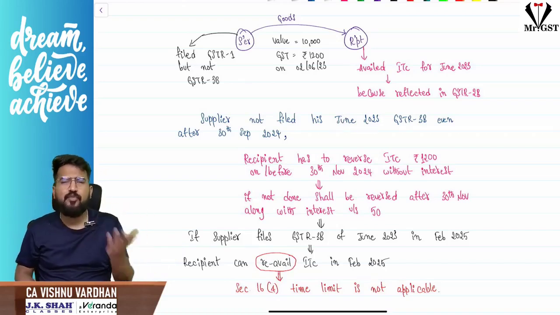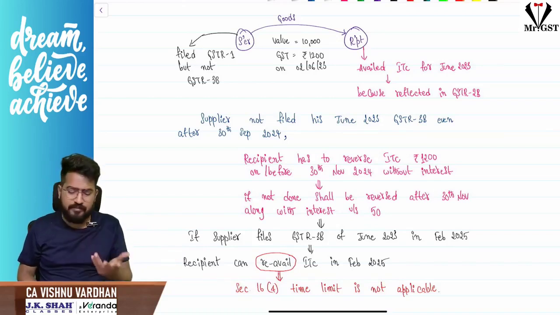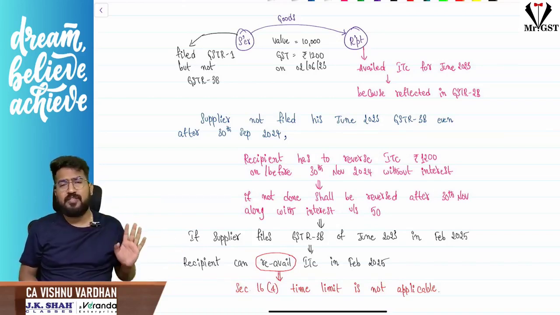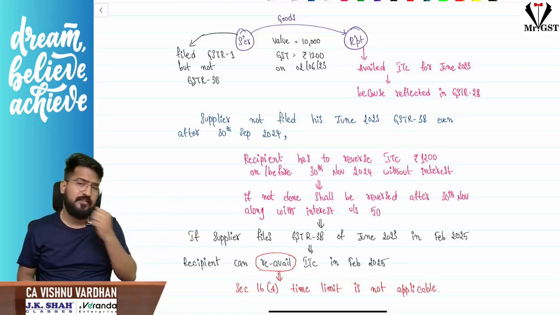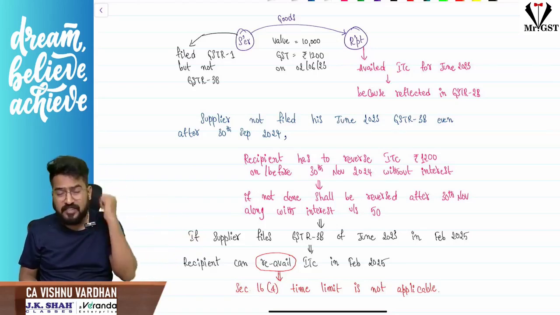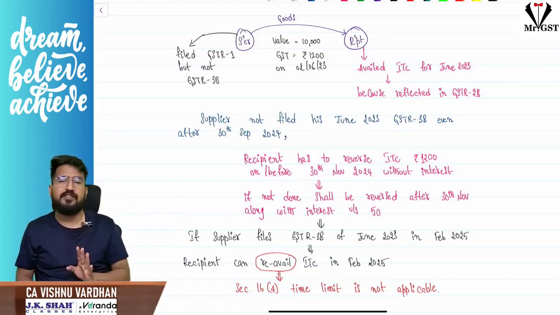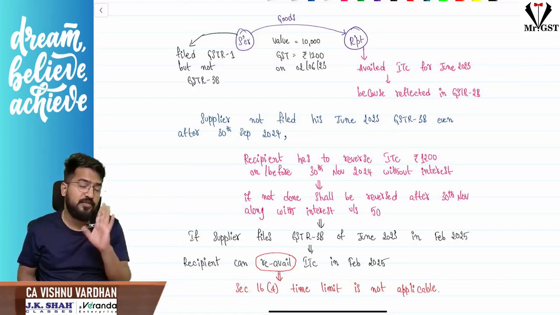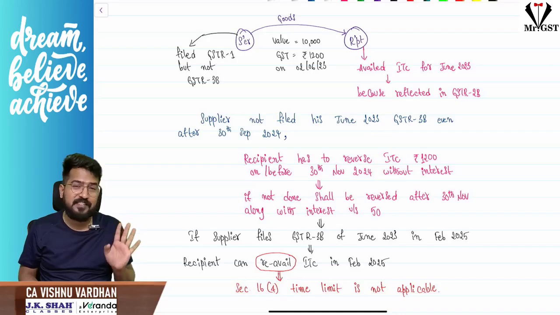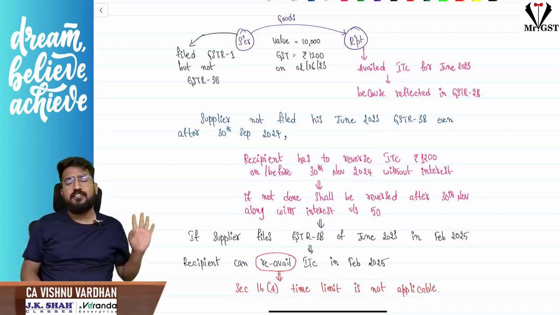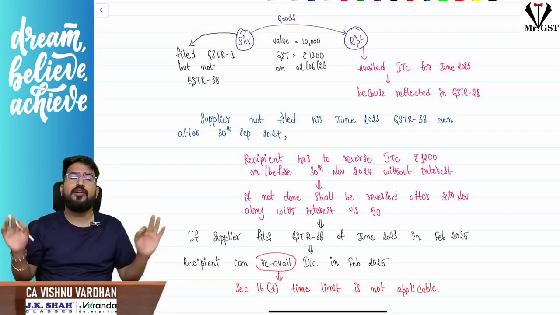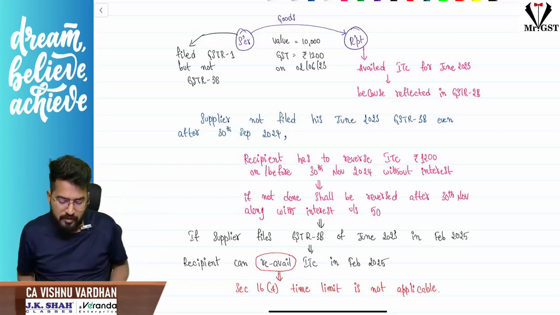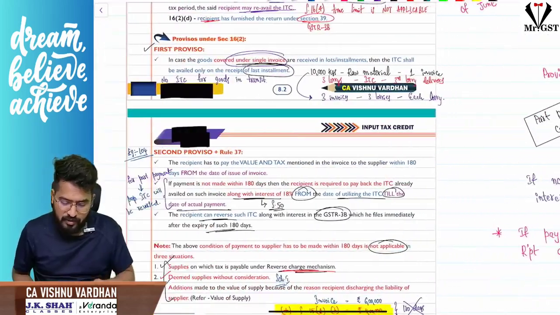By 30th November also, if you have not paid that, then reverse the ITC along with interest. Tomorrow, if at any point of time that buffalo files GSTR 3B, who? Your supplier, then you re-avail ITC. Only re-avail ITC; interest you cannot re-avail. Please understand that. And for re-availing ITC, the 16 subsection 4 time limit is not applicable. Okay, so that is the point.